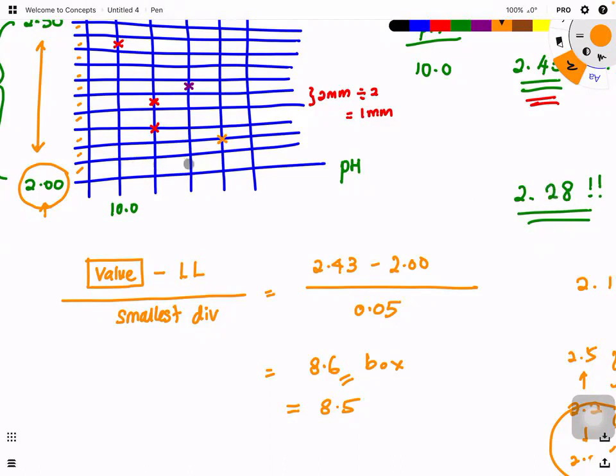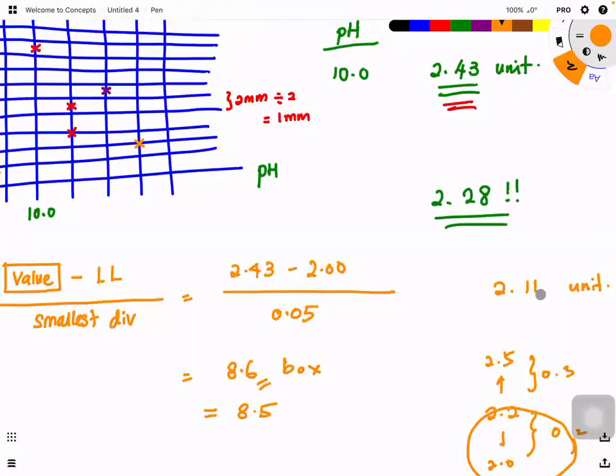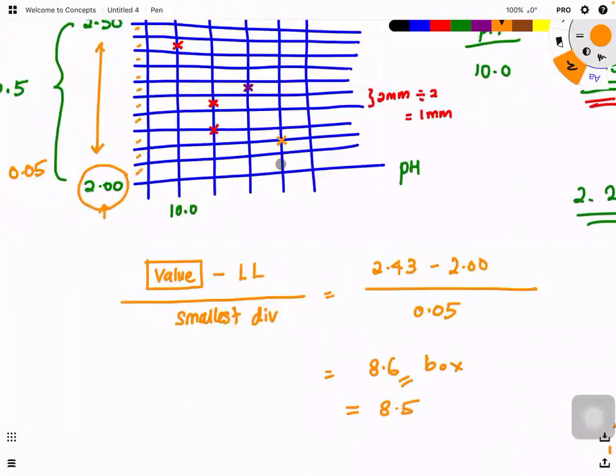So count 1, 2, 3, 4, 5. Cannot. So 5.5 boxes. Then 2.11: if you calculate the answer, it gives you 2.2 boxes. 2.2 boxes cannot. So the nearest one is 2. Therefore 1, 2. So plot it at the corner there. This is how you draw for the plot.